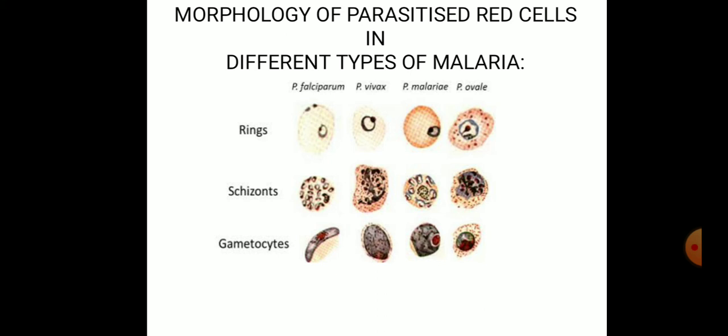In Plasmodium vivax, red cells are larger because all the stages of development can be seen with Schaffner's dots, and gametocytes are larger and round to oval.